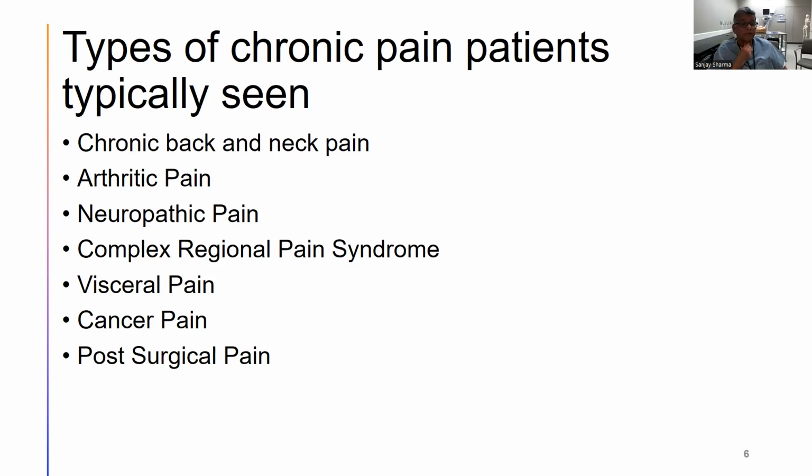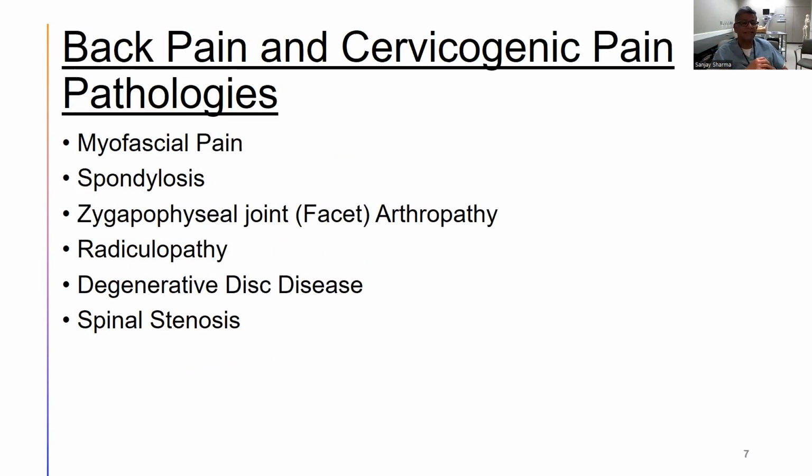The types of chronic pain patients typically seen here are chronic back pain and neck pain, which form a very huge, major section of the pain patient population, as Dr. Gupta had said. Then arthritic pain, neuropathic pain, complex regional pain syndrome, visceral pain, cancer pain, and post-surgical pain. There might be other kinds of pain, but I'm just outlining a few of them, and each one of them is a lecture in itself. So we go on to the next slide. Next slide, please.